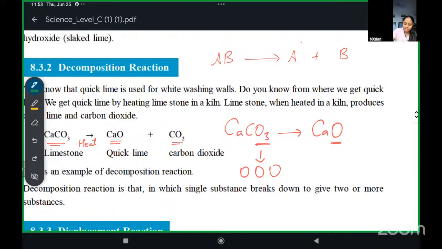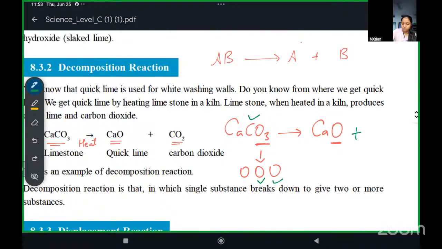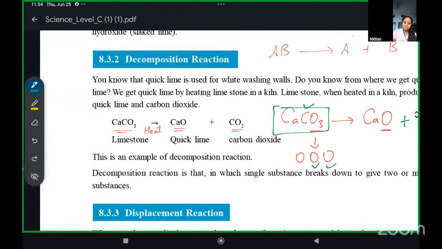Now what is left? What is left is this C and two O's. So CaO plus this C and these two O's, CO2. CaO plus CO2. This is the breakdown of CaCO3.